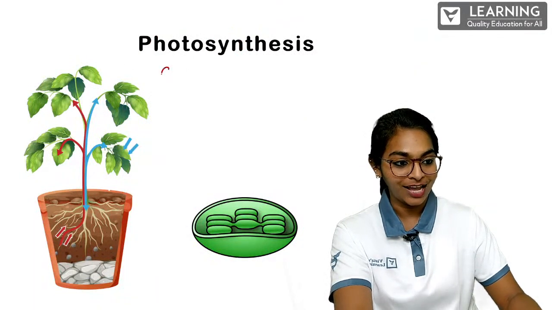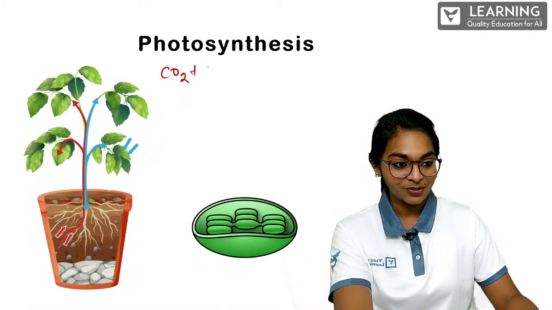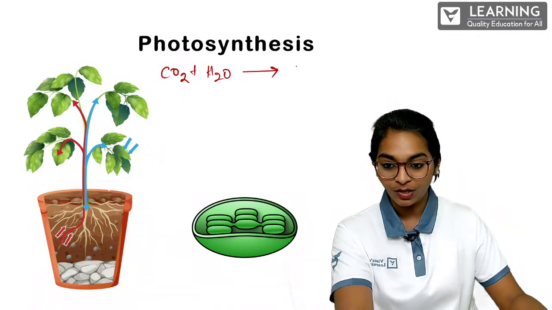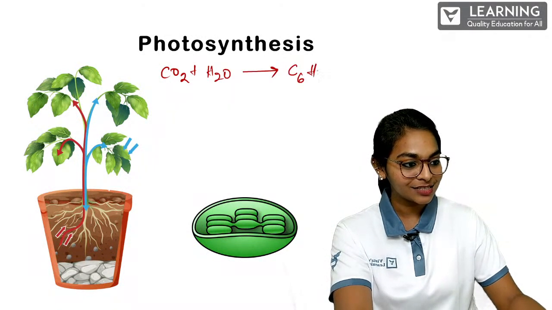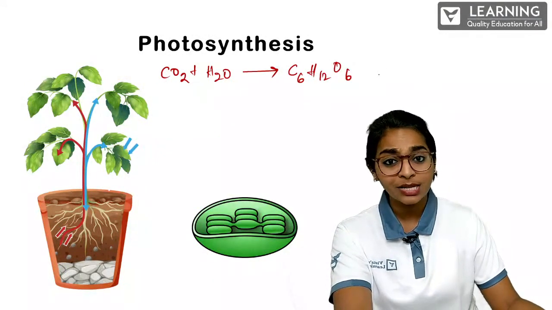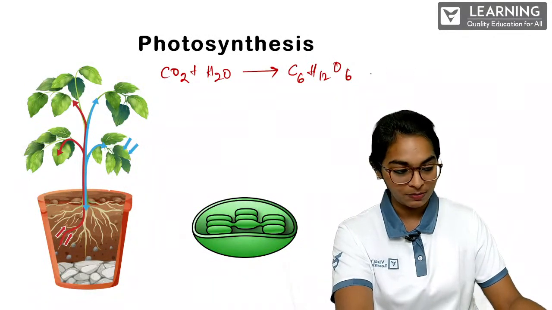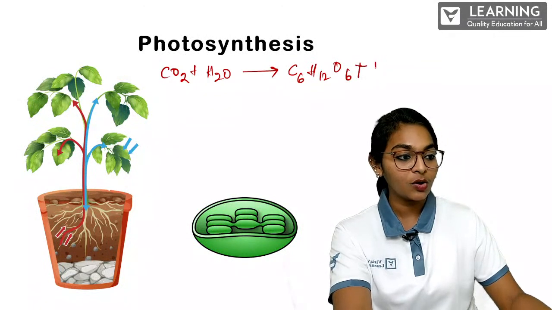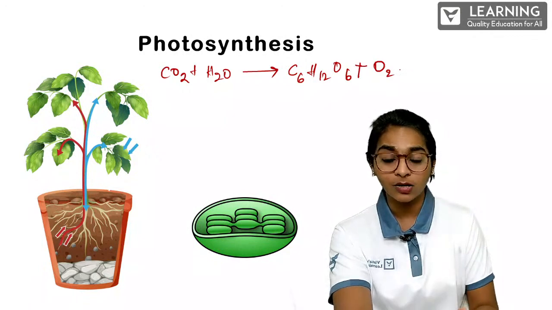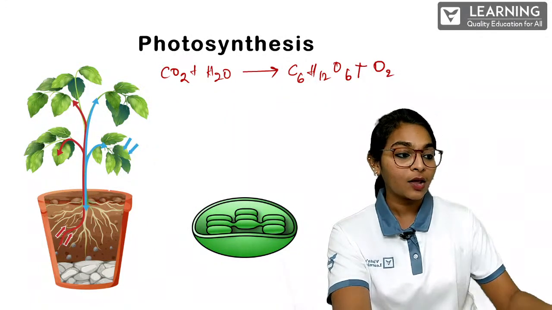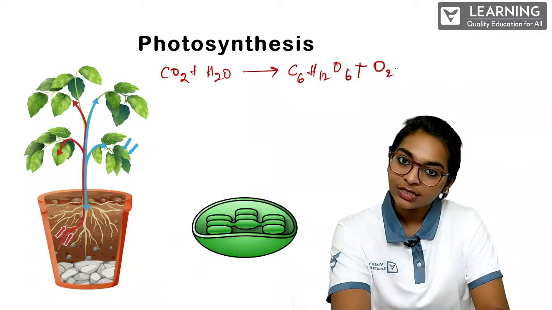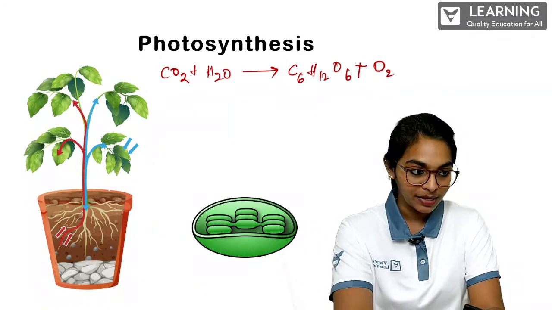Okay, now I'll write it here. Carbon dioxide plus water, correct? In the presence of sunlight and chlorophyll, what will happen? C6H12O6. Very, very simple, very easy to remember this glucose, okay? So along with that, what will happen? It will liberate oxygen. Is it clear? And along with oxygen, it will produce energy also. Is it clear? It actually requires energy to make all these things.